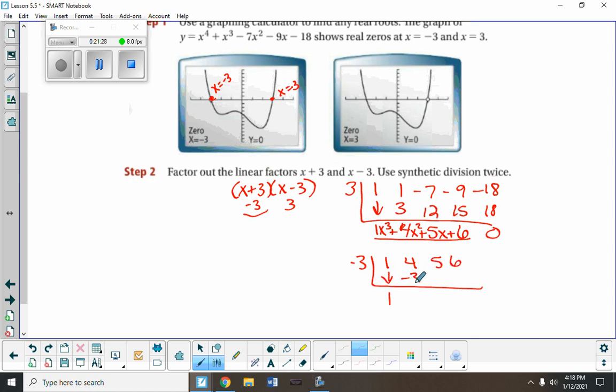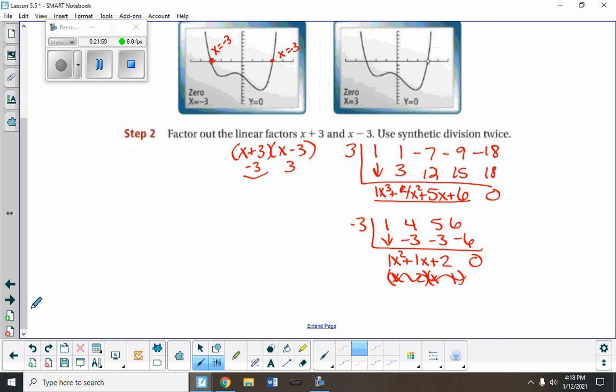So we have a negative 3, negative 3, negative 6. Okay, so now the new polynomial is this. So this was x to the 3rd, so this is x squared, like this. And then lastly, to find our last answers, we're going to try to factor that. If you look at that, the signs have to both be positive. So this cannot be factored, which means we're going to use the quadratic formula.